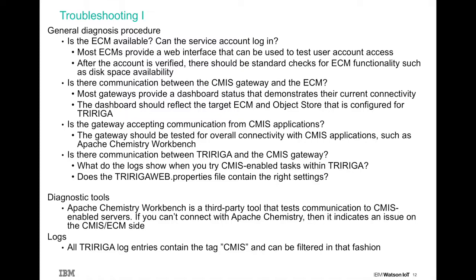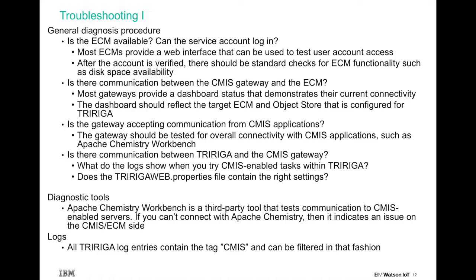If that is the case, there should also be checks for general ECM functionality, such as available disk space, any workflows that are stuck, any other sort of object store items that can be affecting the overall performance of the ECM. If the ECM checks out, then we work backwards and find out if there is communication between the CMIS gateway and the ECM.